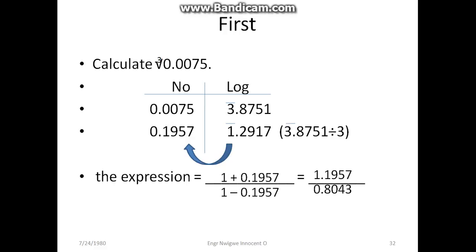Remember, we write bar 3 as bar 3 plus 0.8751, and dividing by 3, which will give us bar 1.2917. If we find the antilogarithm of bar 1.2917, it gives us 0.1957. Since it is having bar 1, it will not be 1.957, but 0.1957.